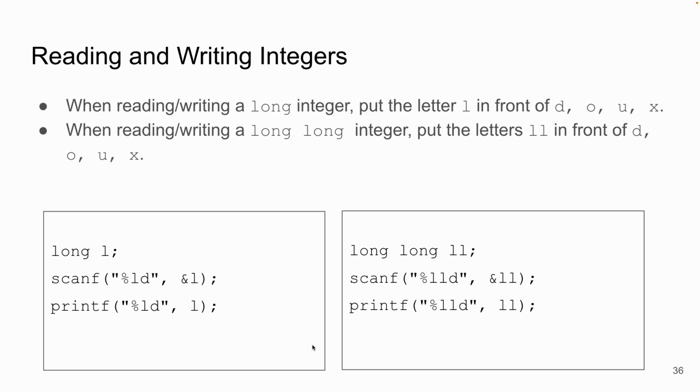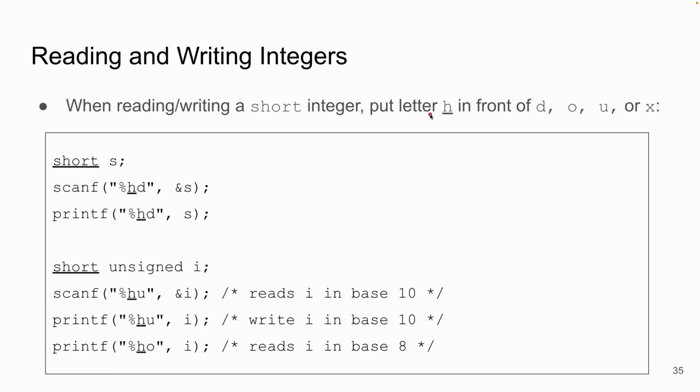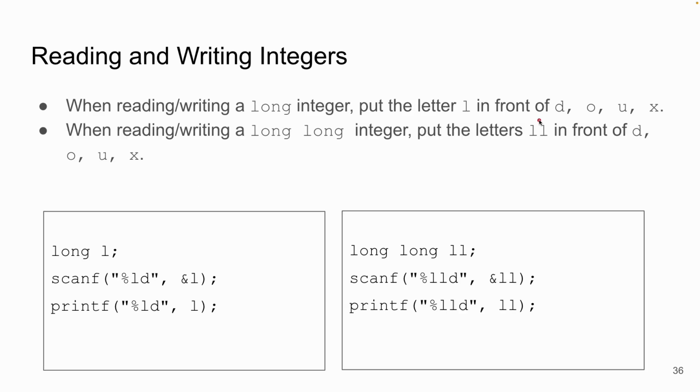And actually this is the same for the long integer. Instead of putting the letter h in front of these specifiers, we put the letter l in front of these conversion specifiers if we want to read it as a long integer. So l is short for long. So you can see if I have a long integer l, then I can use the %ld with scanf and printf to read and write the long decimal number.